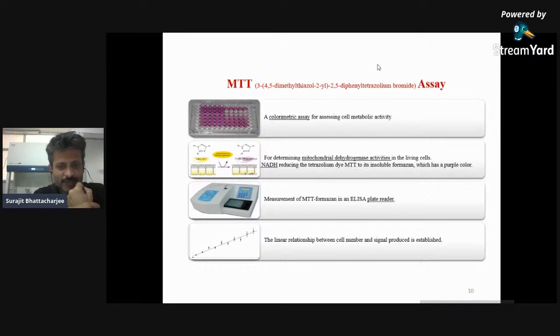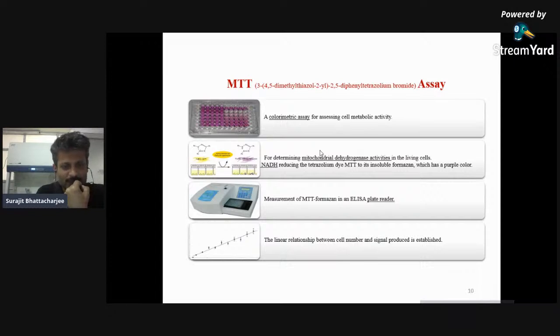By using the MTT assay, we can determine the number of viable cells in a culture condition. MTT is a colorimetric assay for assessing cell metabolic activity. For determining mitochondrial dehydrogenase activity in the living cell, NADH reduces the tetrazolium salt of the MTT to an insoluble formazan, which gives a purple color. Under normal conditions, only a living cell has the ability to reduce MTT to insoluble formazan, whereas if a cell dies, it loses its ability to reduce the tetrazolium salt.